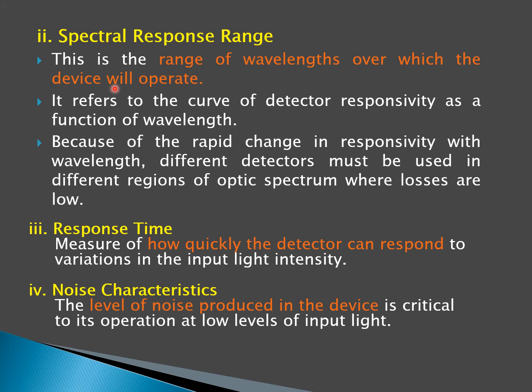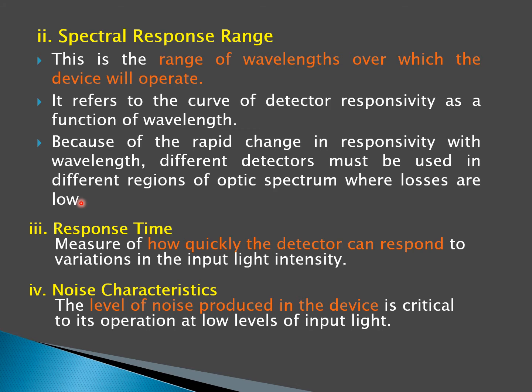The other property of a photodiode is the spectral response range. This is the range of wavelength over which the device will operate. Spectral response range refers to the curve of detector responsivity as a function of wavelength. Because of the rapid change in responsivity with wavelength, different detectors must be used in different regions of the optical spectrum where losses are low.